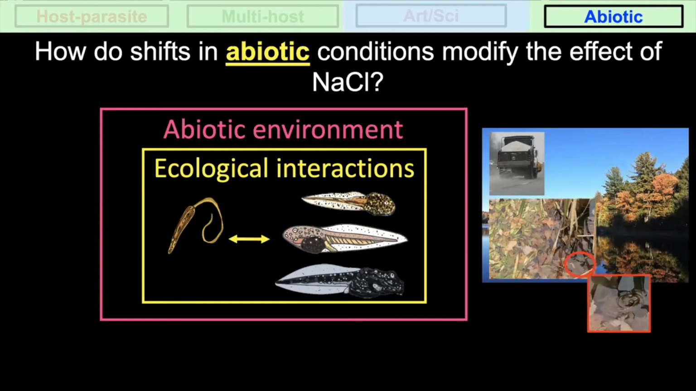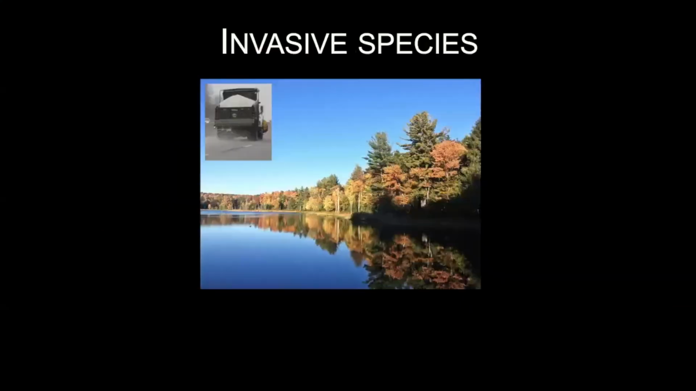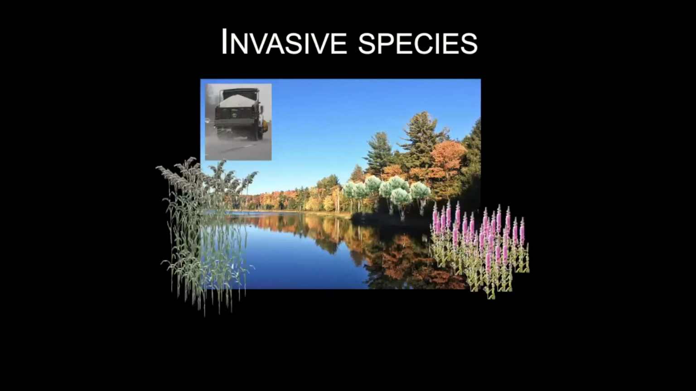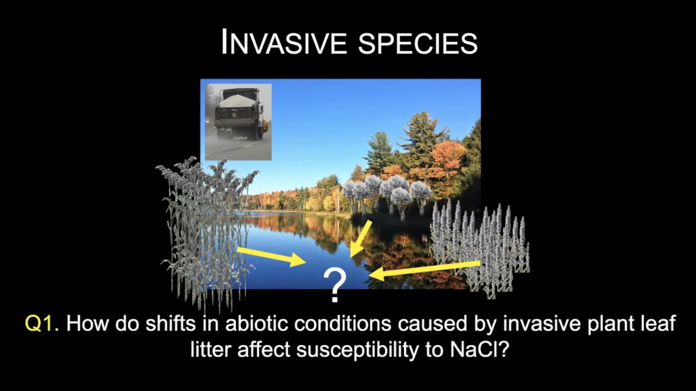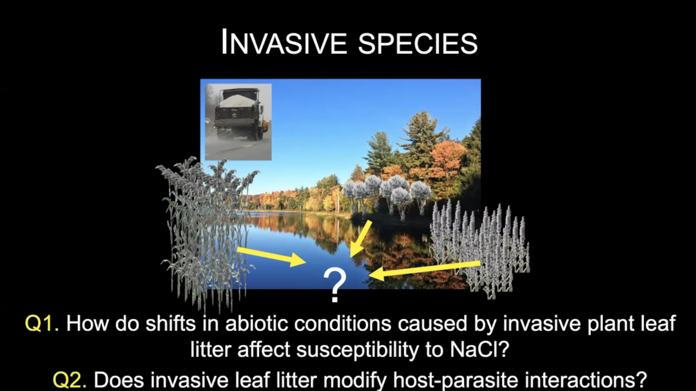Leaves from various plants contain leaf chemistries that differ, and when they enter into aquatic ecosystems and degrade, this can also change abiotic conditions of the water, so water quality. And so a major threat to wetland ecosystems are invasive species. So we're interested in understanding, as communities shift from native plants to invasive plants, and invasive plants are depositing their leaf litter into these aquatic ecosystems, how do these shifts in abiotic conditions caused by invasive plant leaf litter affect susceptibility to salt? And then secondly, does invasive leaf litter modify host-parasite interactions?